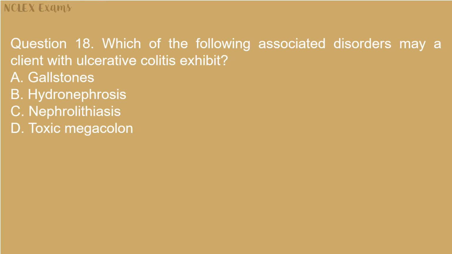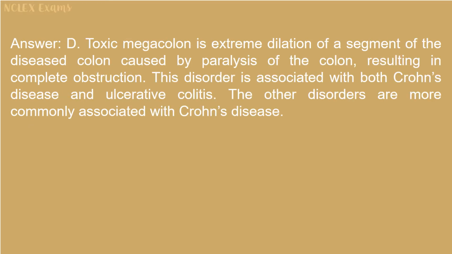Question 18. Which of the following associated disorders may a client with ulcerative colitis exhibit? A. Gallstones. B. Hydronephrosis. C. Nephrolithiasis. D. Toxic megacolon. Answer D. Toxic megacolon is extreme dilation of a segment of the diseased colon caused by paralysis of the colon, resulting in complete obstruction. This disorder is associated with both Crohn's disease and ulcerative colitis. The other disorders are more commonly associated with Crohn's disease.